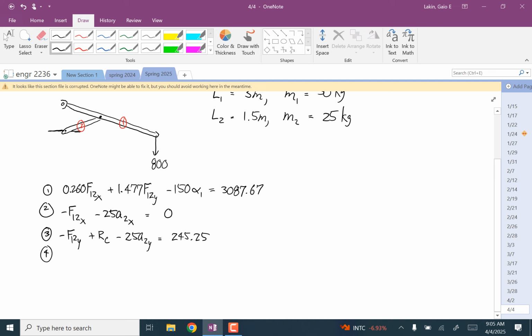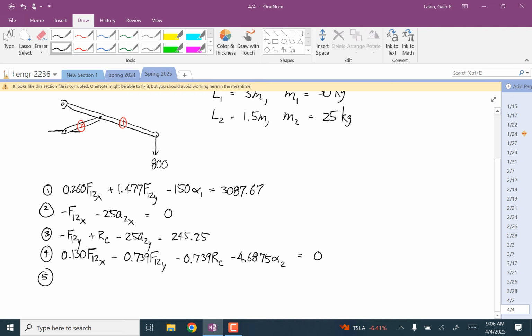Then equation 4 says 0.13 F12x minus 0.739 F12y minus 0.739 RC minus 4.6875 alpha 2 equals 0.